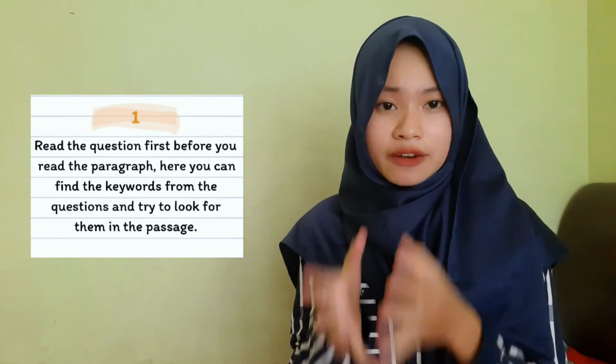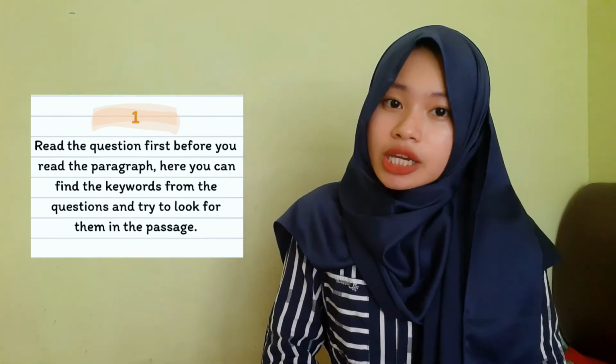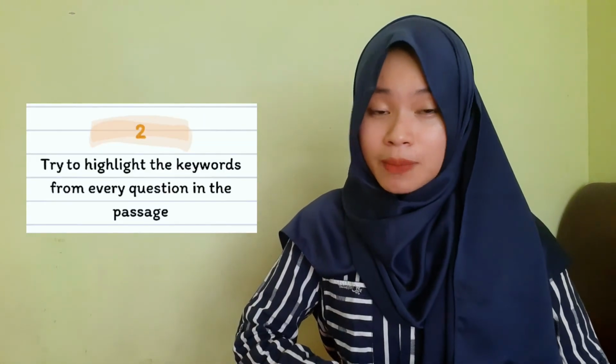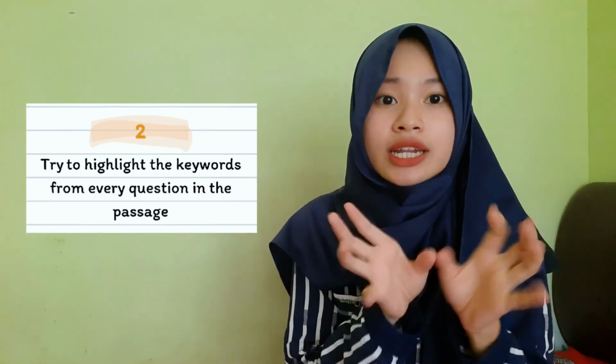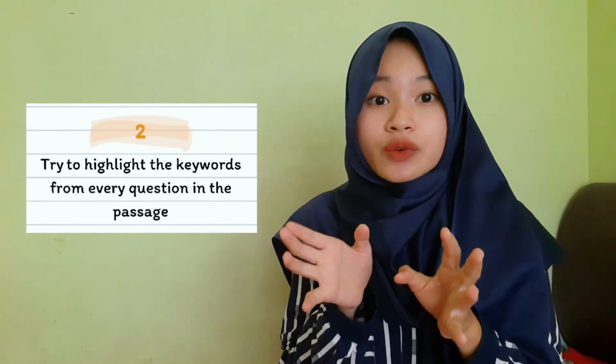The first tips and tricks are read the question first before you read the paragraph. Here you can find the keywords from the questions and try to look for them in the passage. If you find the question's keyword in the passage, then you will probably find the answers that you are looking for. The second one is to try to highlight the keywords from every question in the passage. So if you're moving to the next question, you won't need to look after the passage again. You just need to read the sentence where the word is highlighted.